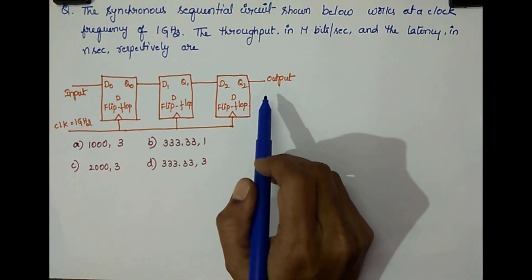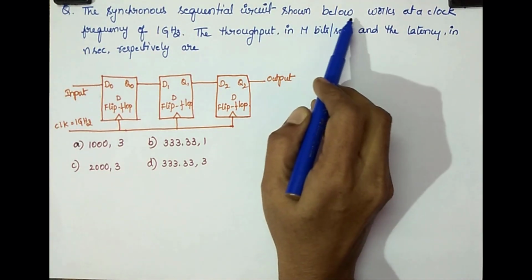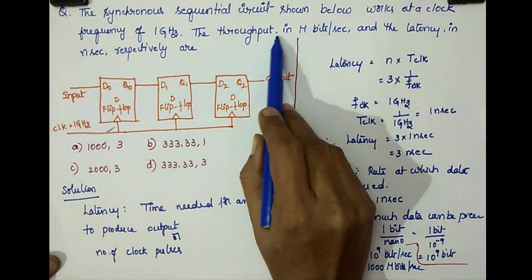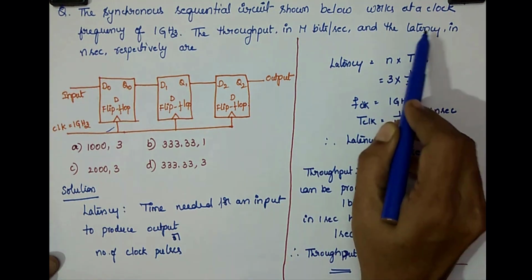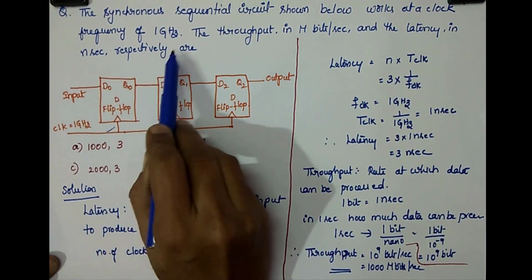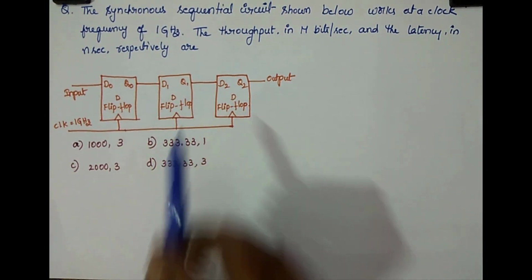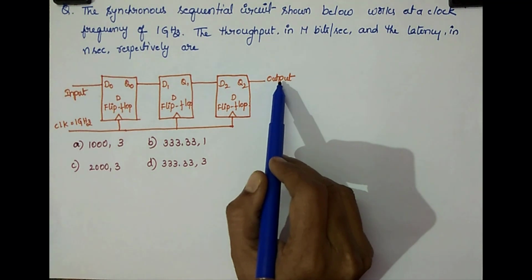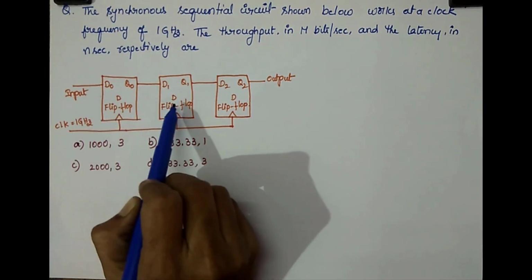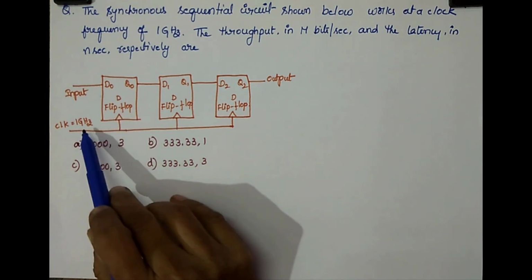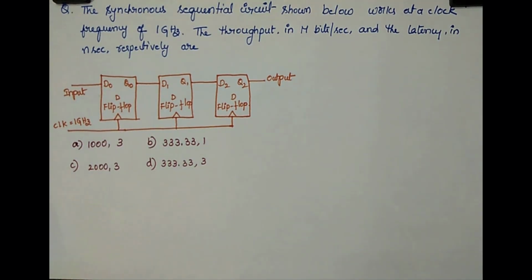Today's GATE question is: the synchronous sequential circuit shown below works at a clock frequency of 1 GHz. The throughput in megabits per second and the latency in nanoseconds, respectively, are? So this is the sequential circuit. Here is the input and here is the output. Input has to travel through 3 flip-flops to reach the output. And the clock frequency given is 1 GHz. What you have to find is the throughput and latency.